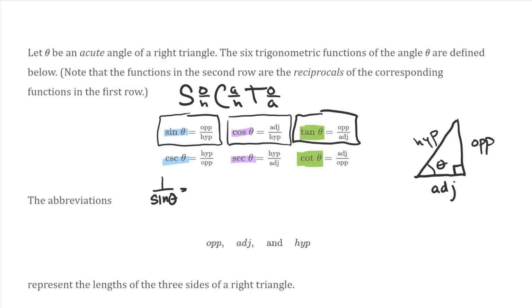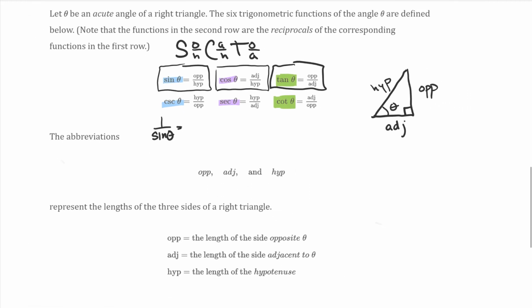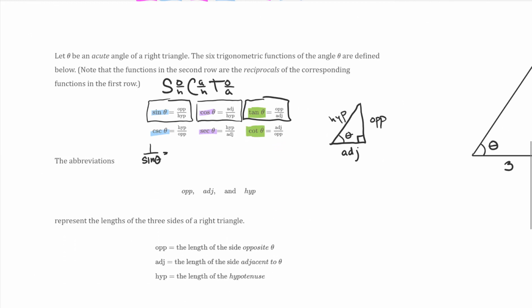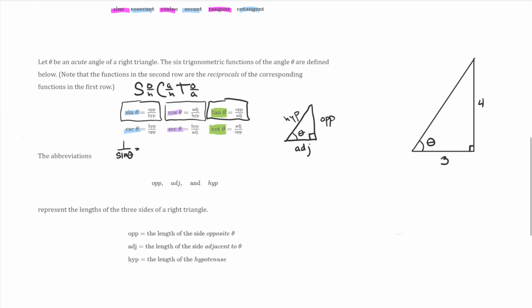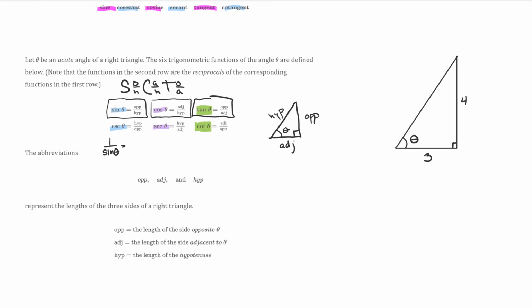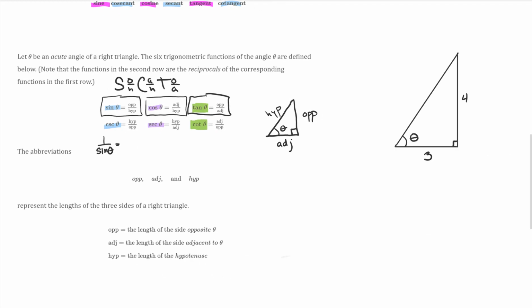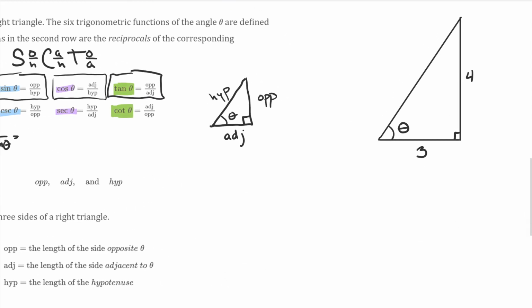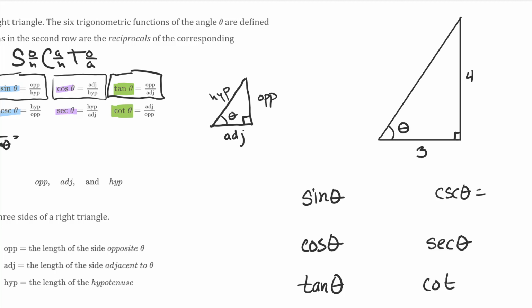Okay, getting to it. Let's go through and see what's going on. There's a little key for us. So this is all straight out of your textbook. Let's try a problem. Let's try this one. We want to find out what's sine of theta? What's cosine of theta? What's tangent of theta? What's cosecant of theta? What's secant of theta? And what's cotangent of theta?